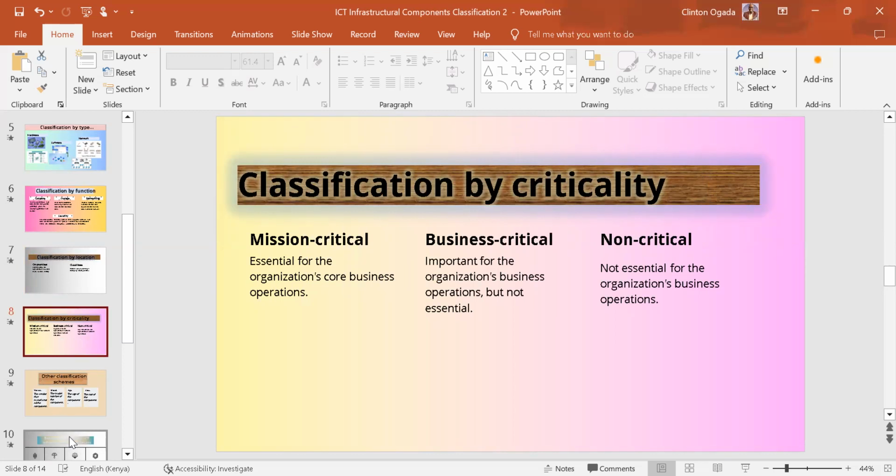And then we look at classification by criticality. Under criticality, we see mission critical, business critical, and non-critical. Under mission critical, it's essential for the organization's core business operations. Business critical is important for the organization's business, but not necessarily essential. And when it comes to non-critical, it is not essential for the organization's business operation.